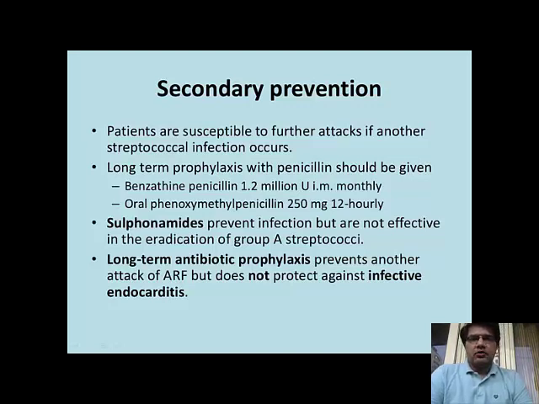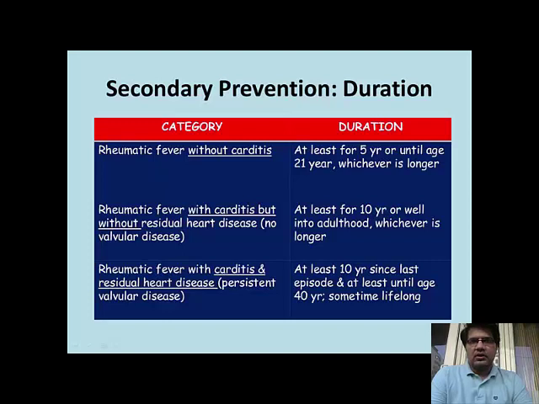Secondary prevention, as I already told, is long-term prophylaxis, where you have to take 3 weekly benzathine penicillin IM doses. If it is not available, you can take oral phenoxymethyl penicillin 250 mg every 12 hours. Even if that is not available or there is allergy, you can take erythromycin or azithromycin 250 mg per day. Sulfonamides are not effective in eradication. This is very important. In many emergencies, you will see the patients will come for regular therapy.